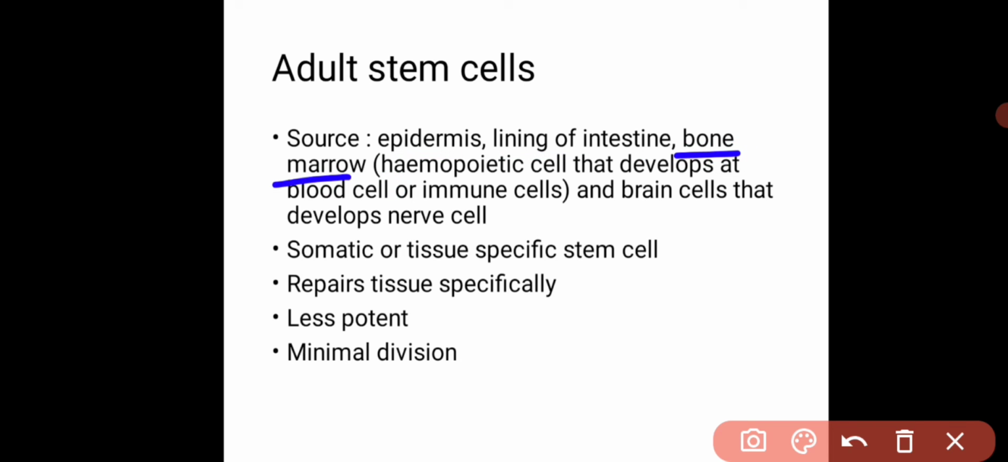In the bone marrow especially, hemopoietic cells are present. Hemopoietic cells are the cells which have the capability to develop into either blood cells or immune cells. Also, brain cells that develop into nerve cells act as stem cells. So these are somatic or tissue-specific stem cells that repair the tissue specifically. They are less potent. As I said, the embryonic stem cells are pluripotent, they can differentiate into many different forms, but these adult stem cells are less potent and minimal division is seen.